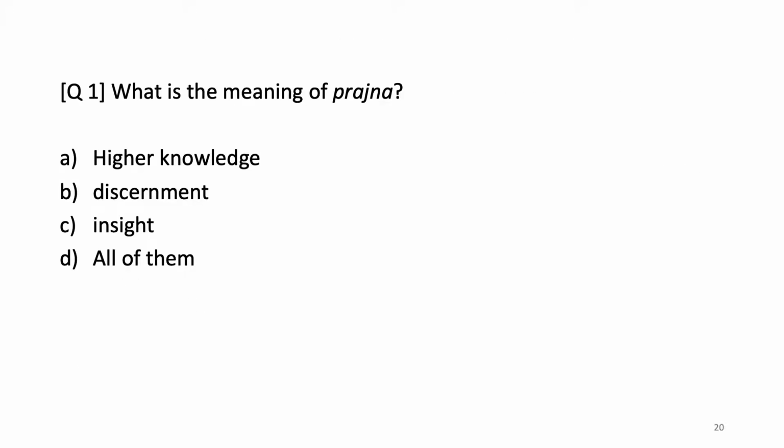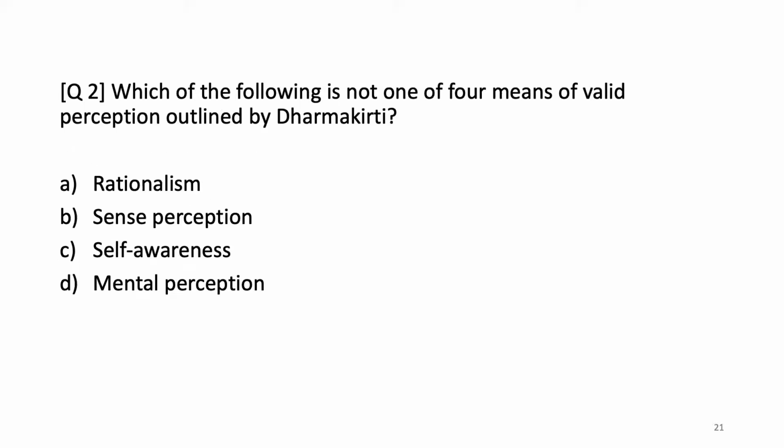Let's solve the quiz questions. What is the meaning of prajna? Jnana is knowledge. Prajna or prajnaparamita, this prajna means what? I already expressed this answer in the previous slide, so you can find the answer. Second question. Which of the following is not one of the four means of valid perception outlined by Dharmakirti? So I introduced four types of valid means of perception. One was sense perception, which we studied today, and I also introduced self-awareness, mental perception, and yogic perception. Maybe we will deal with that sometime later. So you can find the answer to this question.